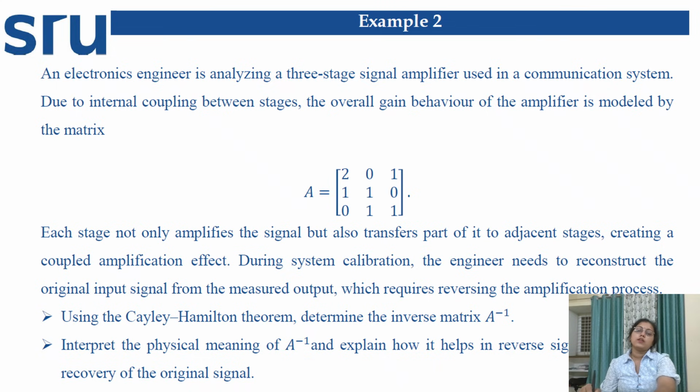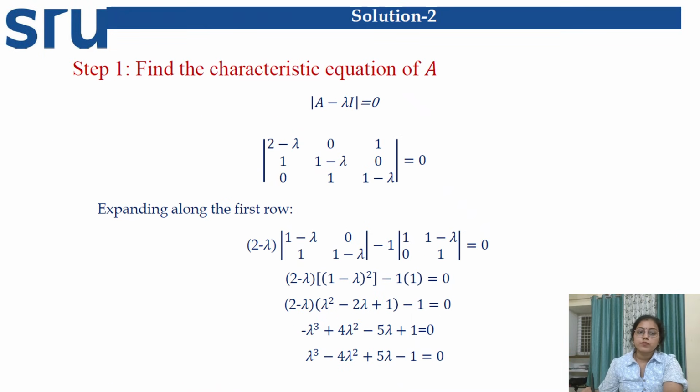Now this is one more question, and this question is a 3 cross 3 matrix. Using the Cayley-Hamilton theorem, determine A inverse. This matrix is already given in your question. Now you have to solve. First, in the first step, you have to find the characteristic equation of A. That is nothing but your A minus lambda I equal to 0. All of you know how to find the characteristic equation.